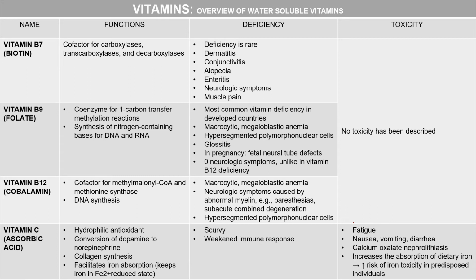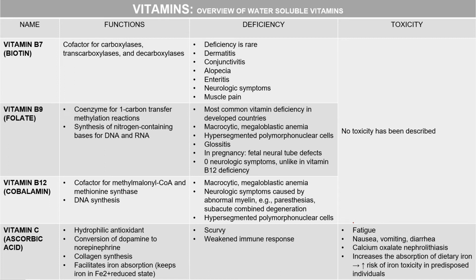Let's go to vitamin B9 and B12. We're going to cover them together because these are very high yield vitamins. Vitamin B9 is called folate, and both vitamin B9 and vitamin B12 are used in the synthesis of DNA and RNA bases. The clinical manifestation of both B9 and B12 deficiency is more or less the same.